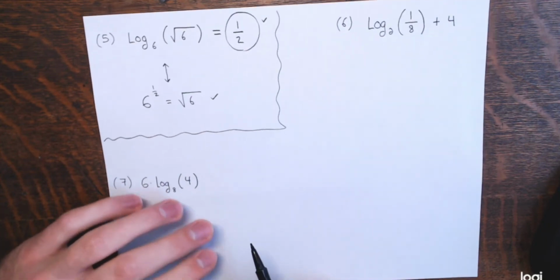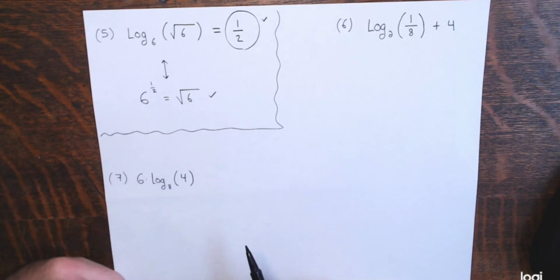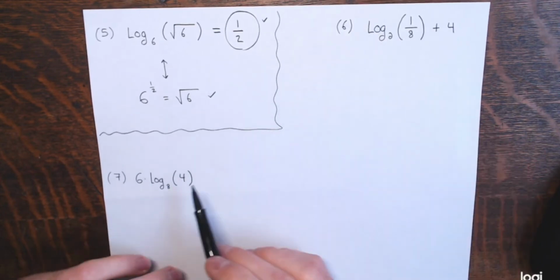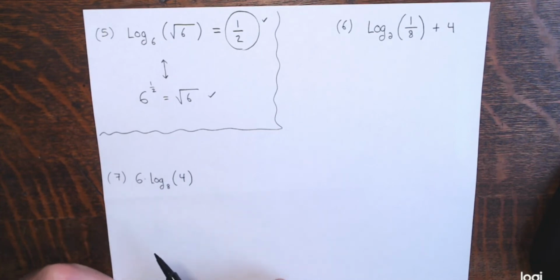All right, now these last two examples aren't just a simple log. It's a logarithm plus something or a logarithm times something. But you should still be able to evaluate the logarithm and then do any addition or subtraction, multiplication, division that you need to afterwards.